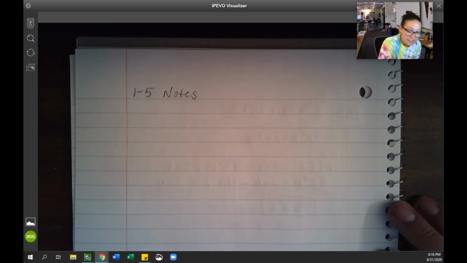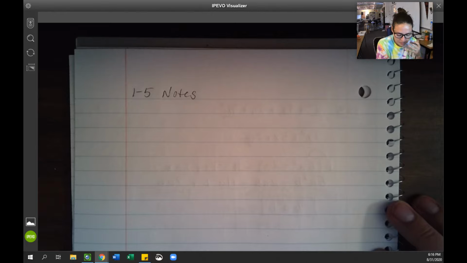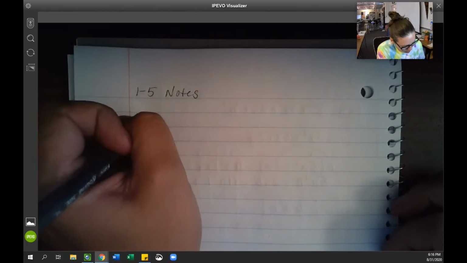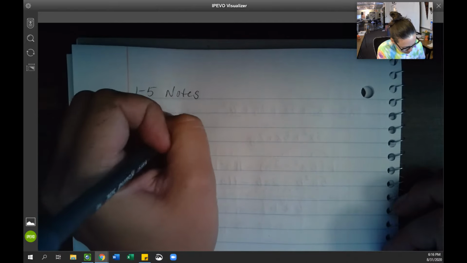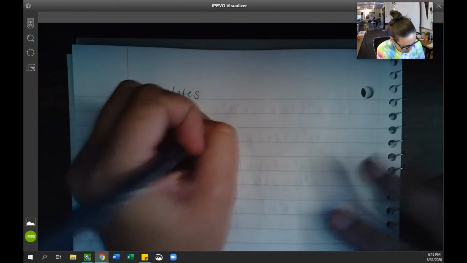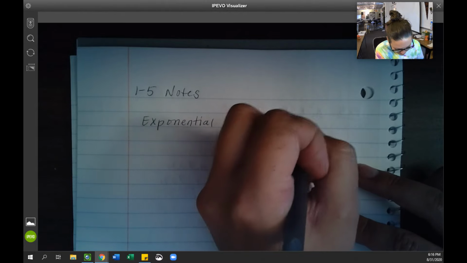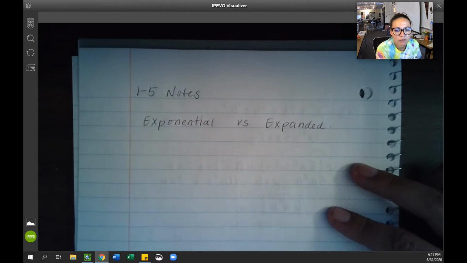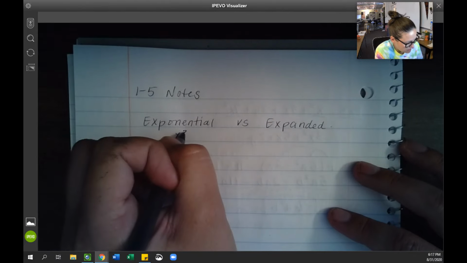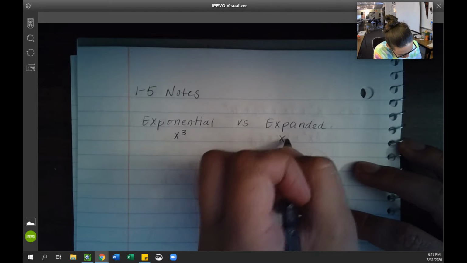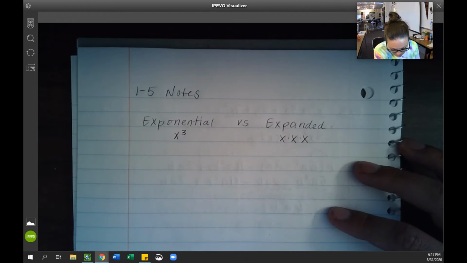All right, last lesson for this assignment is talking about exponents again, which is something we've been talking about. Okay, we want to talk about exponential form versus expanded form. So let's start off really easy. Let's say I just have x cubed. That's exponential form. If I have that in expanded form, that's just x times x times x. Okay?